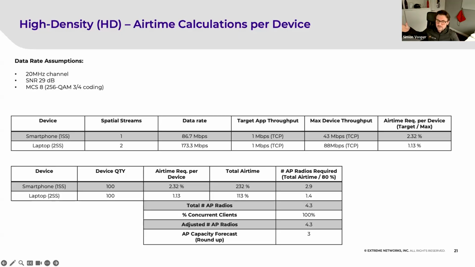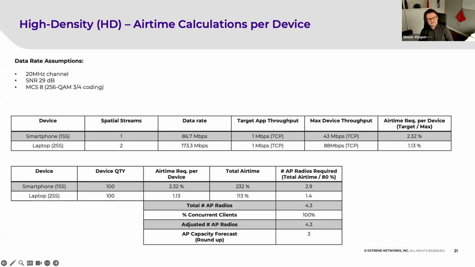That's one device. We look at the laptop, we go through the similar sort of thing. Obviously, it's a much higher data rate. It's double roughly because it's a 2-stream device. The laptop only requires 1.13% airtime to get enough data through to make the application work.